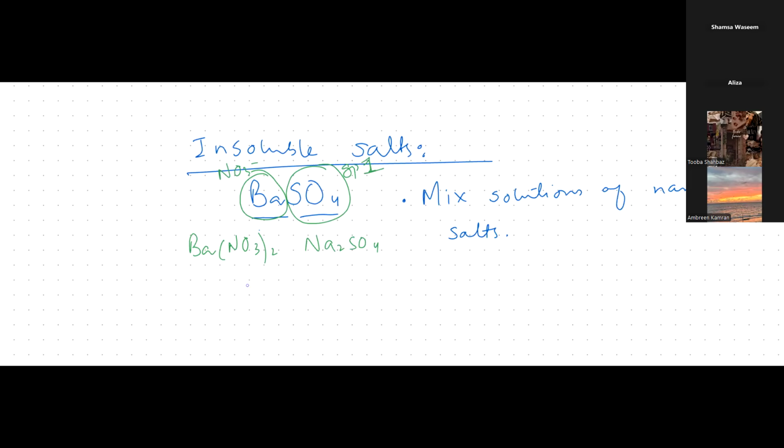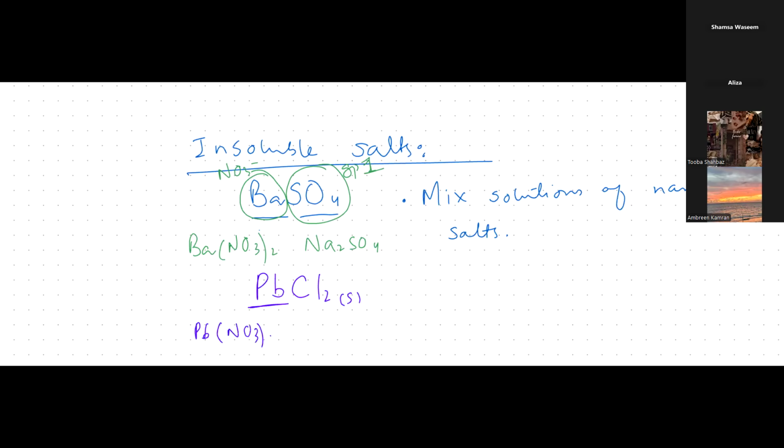अब suppose बच्चों हमें बनाना है lead chloride, ठीक है? अब lead chloride is also another insoluble salt. So what should you do? You are going to take first parts nitrate, ठीक है? So I'm going to take lead nitrate solution.